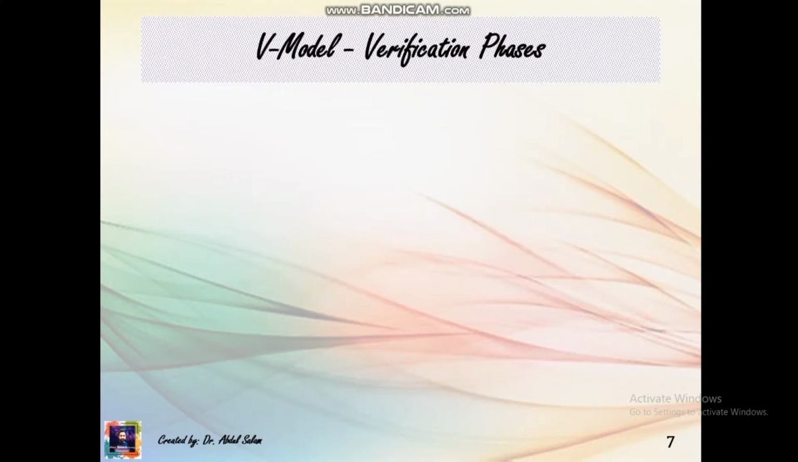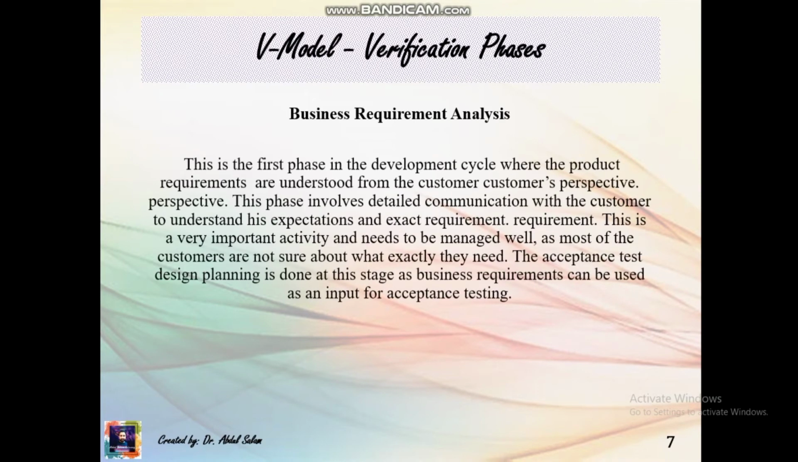Next we have V model verification phases. Business requirement analysis. This is the first phase in the development cycle where the product requirements are understood from the customer's perspective. This phase involves detailed communication with the customer to understand his expectations and the exact requirements. This is a very important activity and needs to be managed well as most of the customers are not sure about what exactly they need. So the acceptance test design planning is done at this stage as business requirements can be used as an input for the acceptance testing.